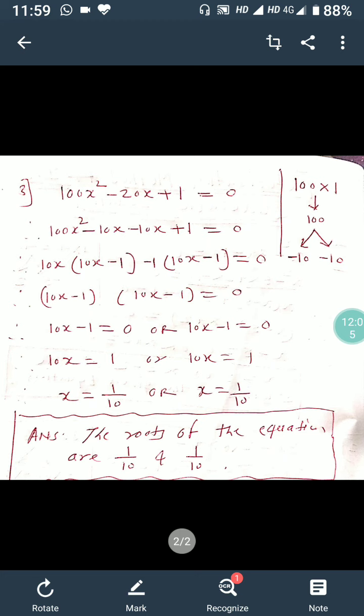Every time you will not get the same roots, many times you will get different roots. So what is the important thing to solve a quadratic equation by the factorization method? First you should find the coefficient of the square term and the constant term, then find their product, and then you should find such two numbers whose product is equal to that product, and using the same numbers their sum should come which is equal to the middle term.